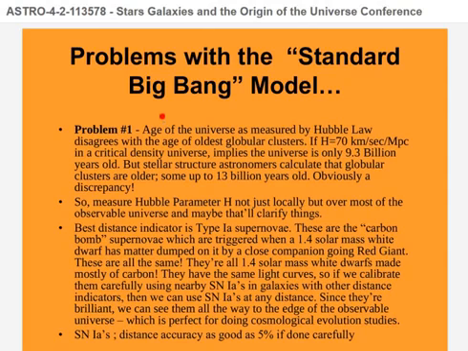Okay, problem number one is the age of the universe as measured by the Hubble law disagrees with the age of the oldest globular clusters. So if H is 70 and we're at critical density, that implies the universe is only a little more than 9 billion years old.